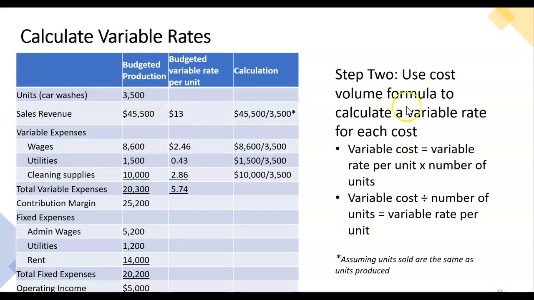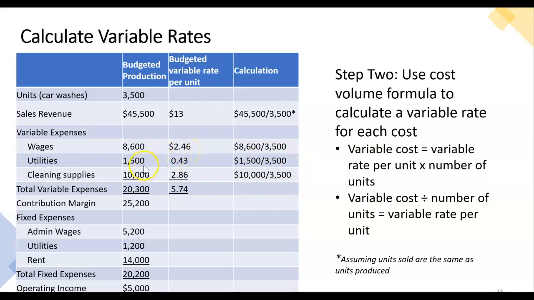And we're going to take that, and using our cost volume formula, we're going to calculate what the rate should be for each expense type. So we're going to take our total variable cost for wages and divide it by the number of car washes or number of units produced, which is 3,500. And that's going to give us a variable rate of $2.46 per car wash.